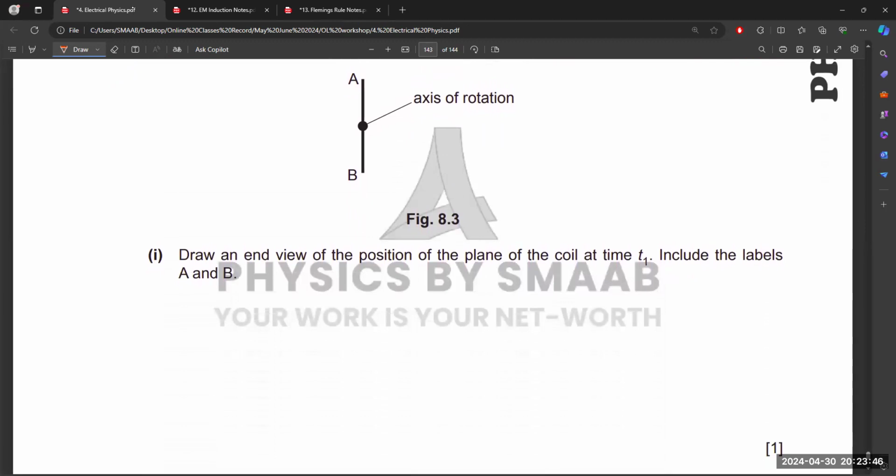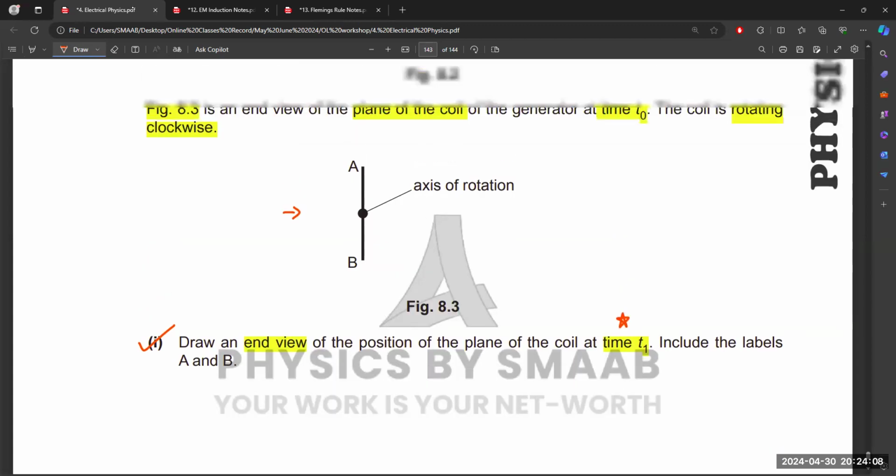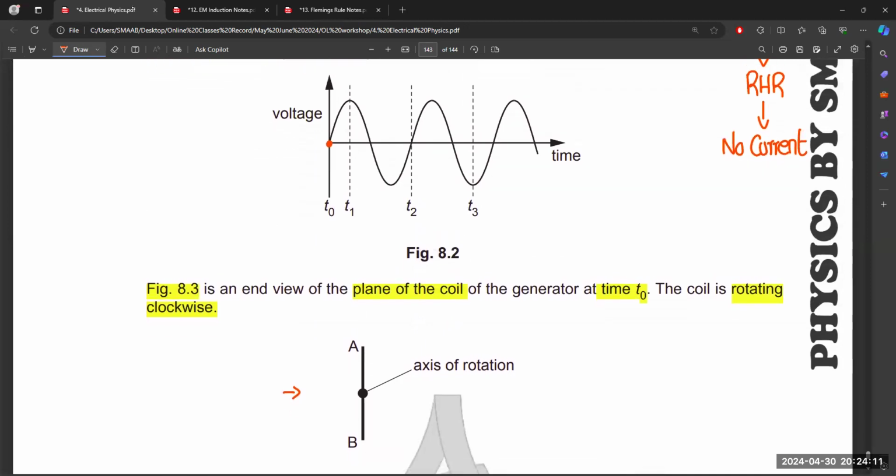Draw an end view of the position of the plane of the coil at time t equals t1. So just like this diagram, you have to also draw another diagram, but this time we have to use t1. So let's suppose at time t equals 0, like t naught, we have minimum voltage, right? Because you can see it is completely equal to 0. So we have minimum voltage.